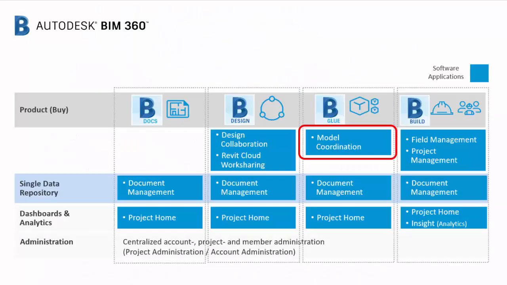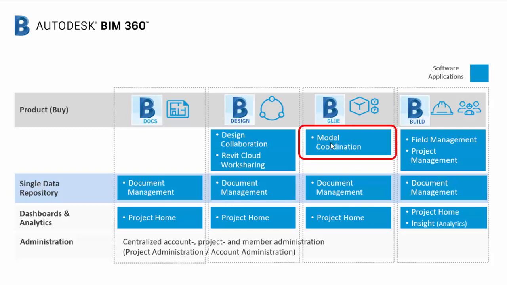So we're going to be taking a look at BIM 360 model coordination today. And model coordination is the application within the BIM 360 platform that allows you to pull multiple models together in a federated model environment and check for clashes and raise issues against those clashes.